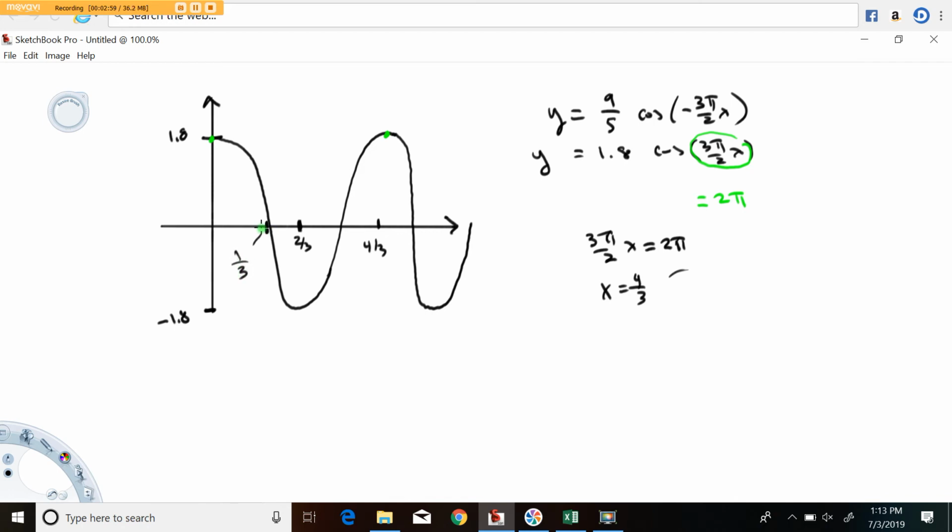So we've got a lot of points here. We've got 0, 1.8 at 1/3, 0 at 2/3, minus 1.8, 4/3 plus 1.8, and so forth. I'm going to consider that a completed sketch. It's not perfect. It's not perfectly drawn symmetrically, but it has all the correct properties to it.